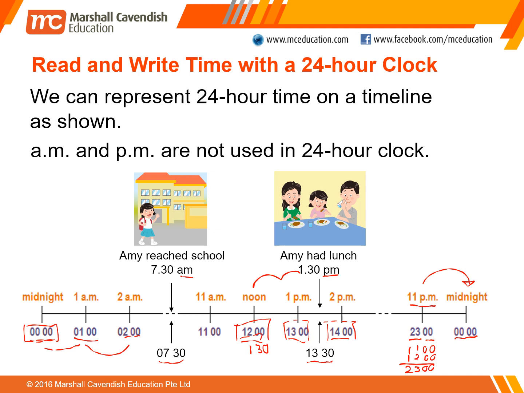All right, so what you see here is that in 24-hour time, you indicate the time in 4 digits. The first 2 digits indicate the hour. The last 2 digits indicate the minutes.